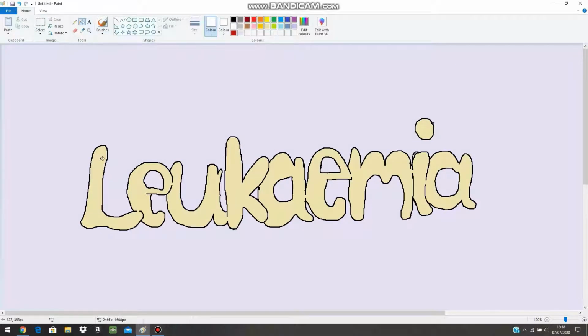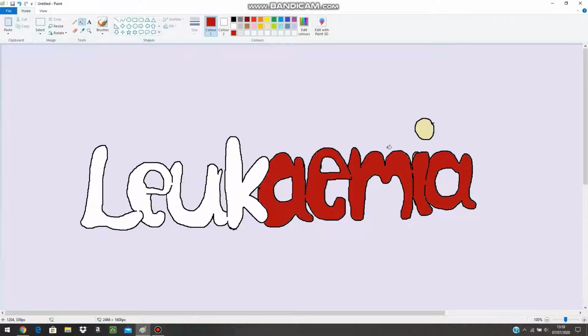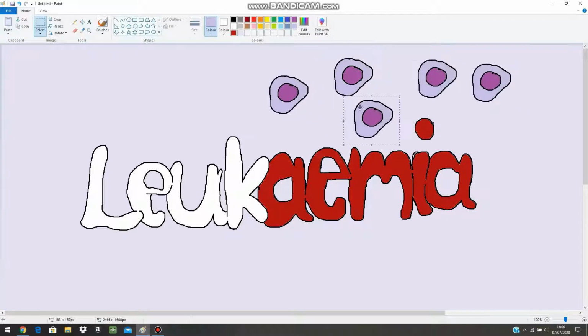In leukemia, the leuk refers to white and emia, the blood. Thus, leukemias are conditions where we have an excess of white blood cells in our blood. But where did these cells come from? From what lineage do they come?